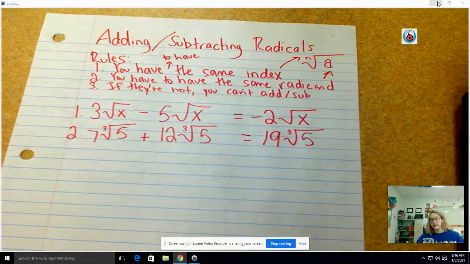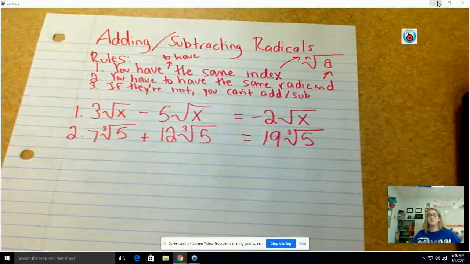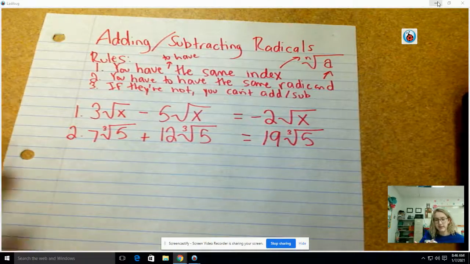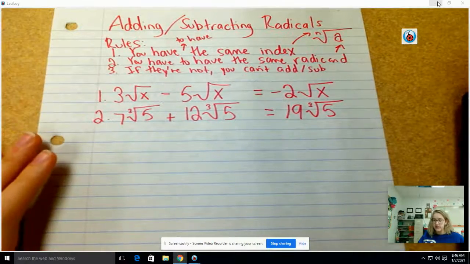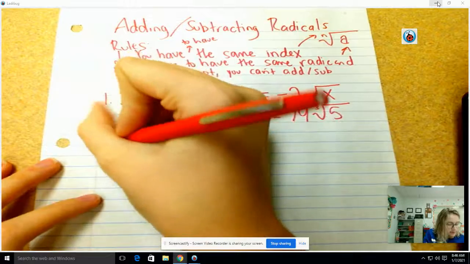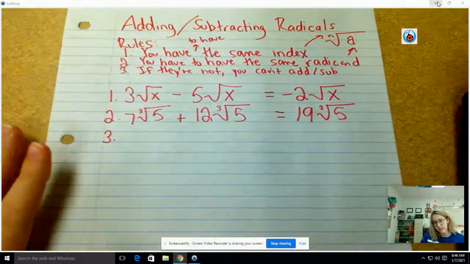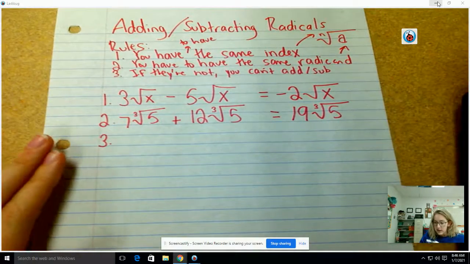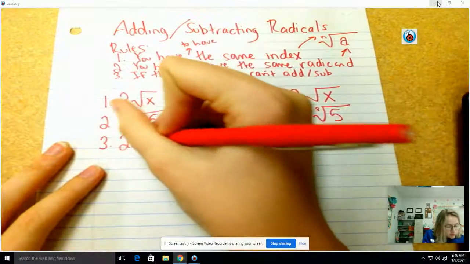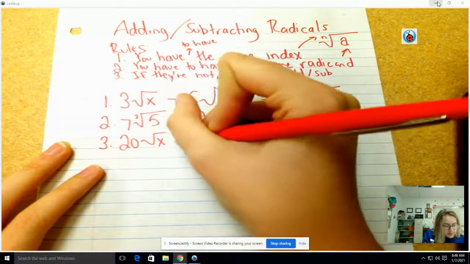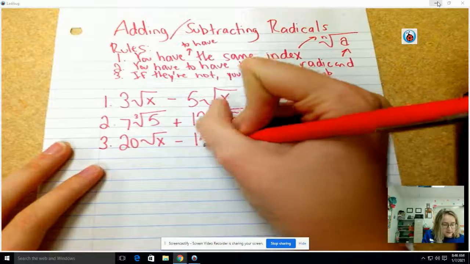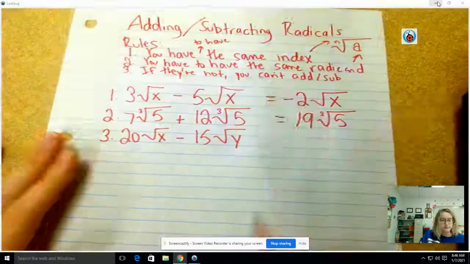So that's the basics. But again, it does get a little bit trickier after that. So go ahead and we'll do example number 3. Not really trickier, just more steps. We're going to have 20 radical x minus 15 radical y.